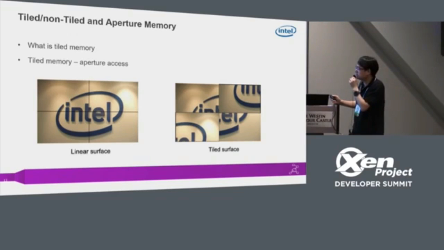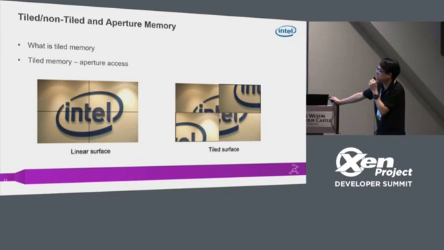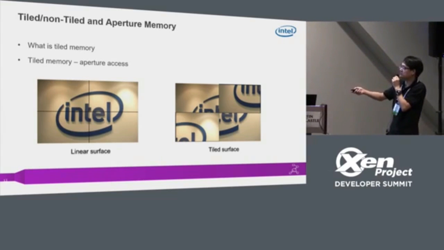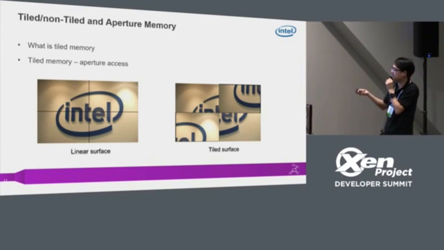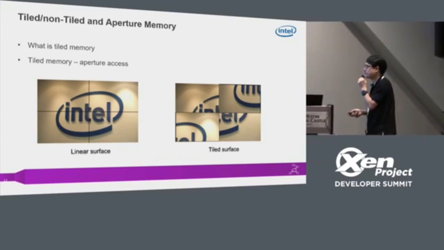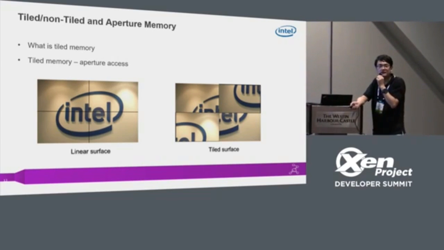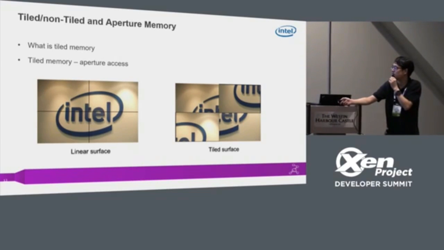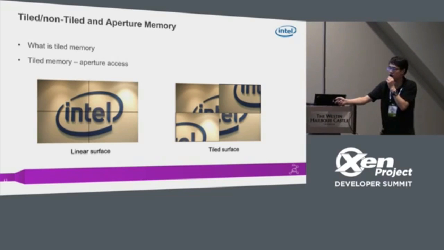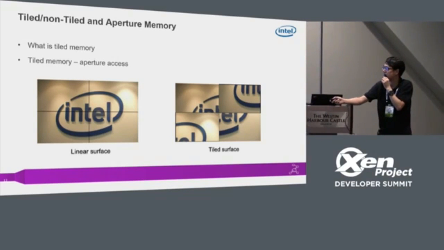Okay, so now let's go into the tiled and non-tiled memory access from the CPU side. This is a very simple introduction to what a linear surface is and what a tiled surface is. For a linear surface, the data is stored in memory in order, and the CPU will also access it in order, so it can read the data like this, read a surface like this.